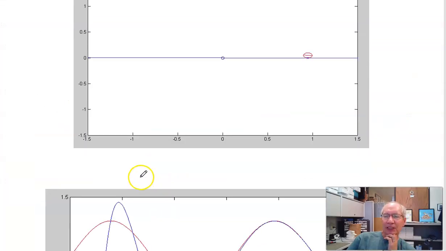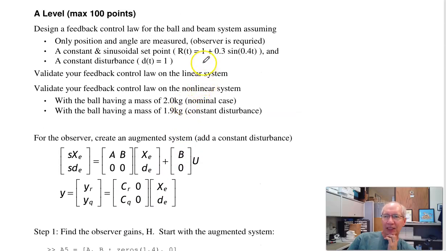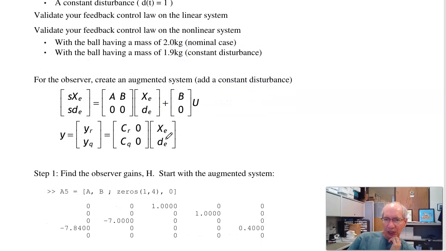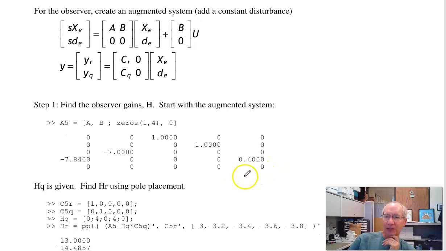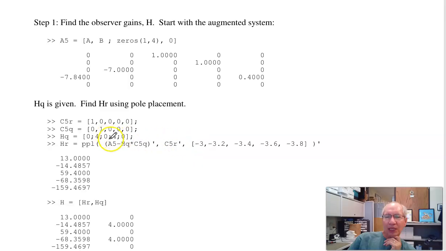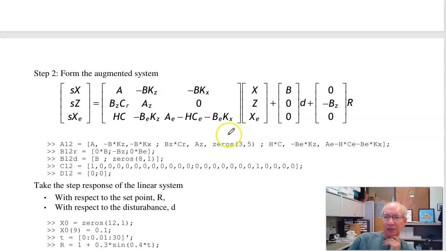That leads into the A level on the test. At the A level, I have a constant and a sine wave disturbance on the observer. So what I need to do is, when I design the observer, I have to add, in this case, assuming a constant disturbance, add the constant disturbance. That constant affects the plant through the B matrix. I will now design the observer using pole placement, come up with the augmented system.